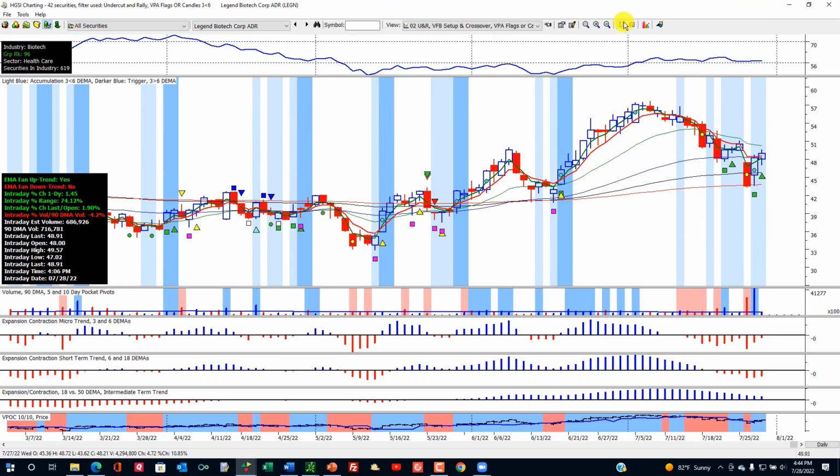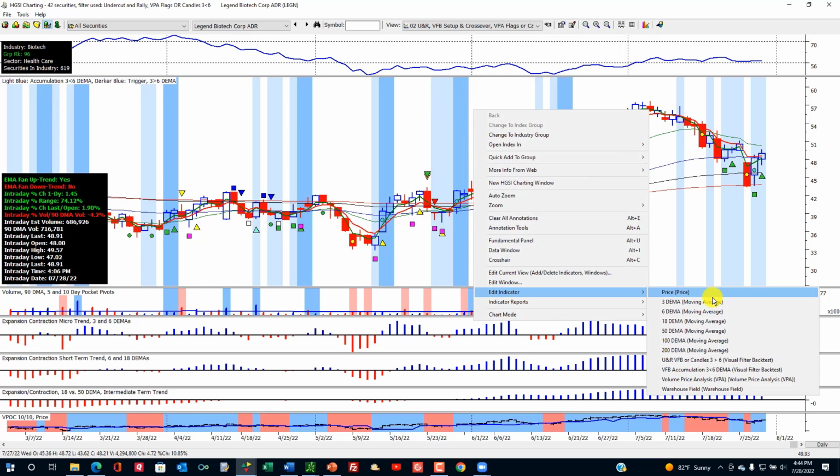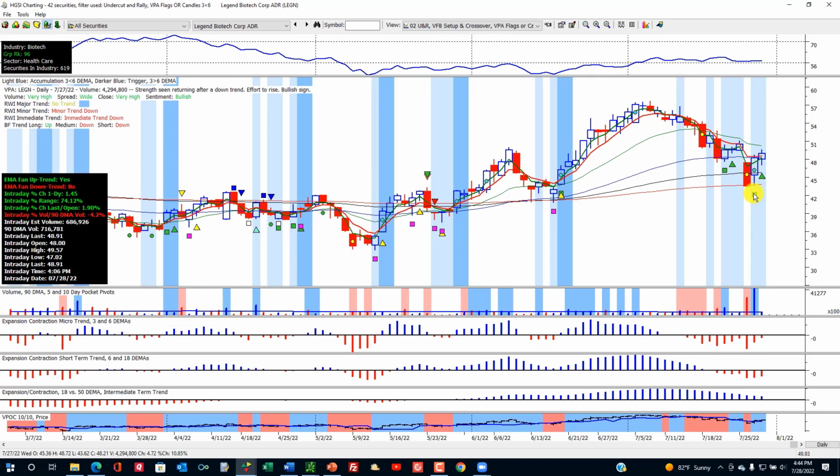If I click on this, let's do this. I don't have the VPA stuff up here, but I'll show you how to do this. Edit the indicator, VPA, display VPA flags over here. And then I can go here for the newbie, and I can click on that, and it says strength seen returning after a downtrend, effort to rise, which is the cyan dot in this candle. So we have two signals. Here's a confirmation of that signal.